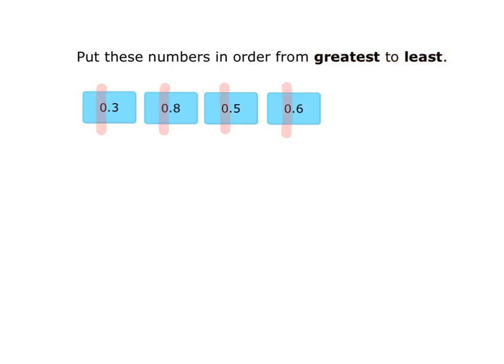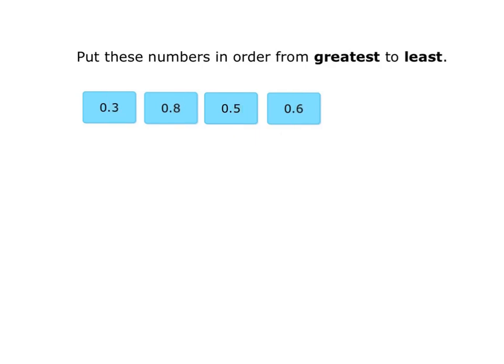So when I look at all of my ones here, I can see that each one of them is 0. So that doesn't help me at all. I now need to move to the next greatest place value. In this case, tenths. When I look at this, I can see I have 3 tenths here, 8 tenths here, 5 tenths here, and 6 tenths here. Now I need to figure out which one is the greatest, and then which one is the second greatest, the third greatest, and which one is the smallest of them all.